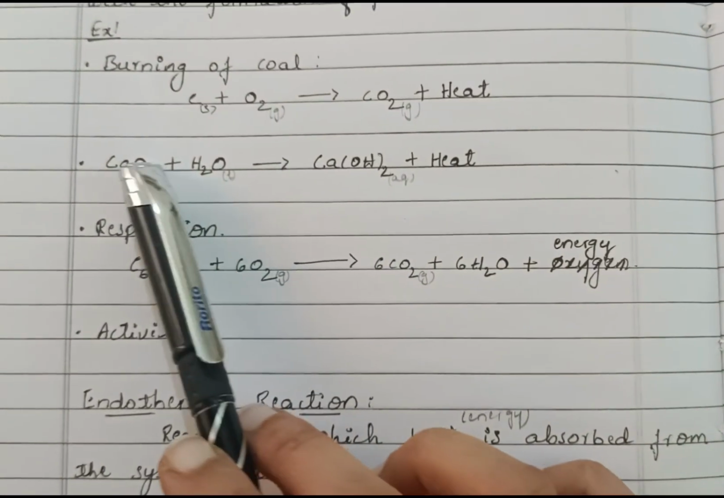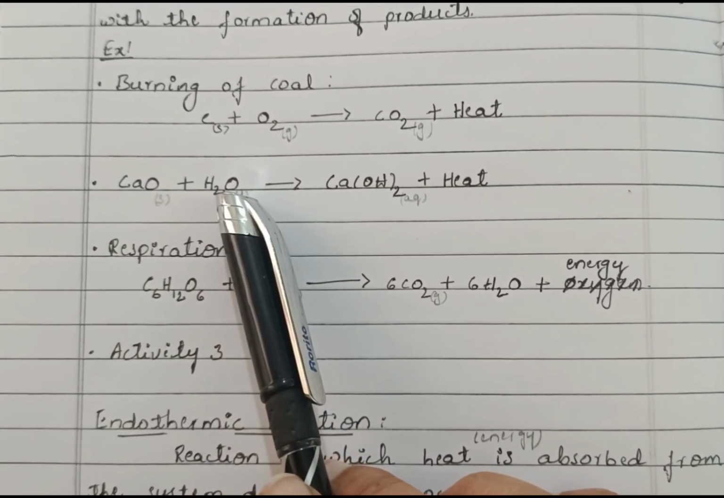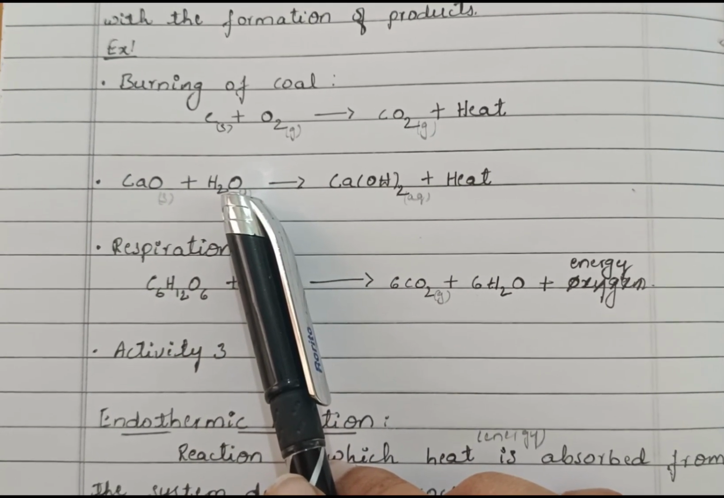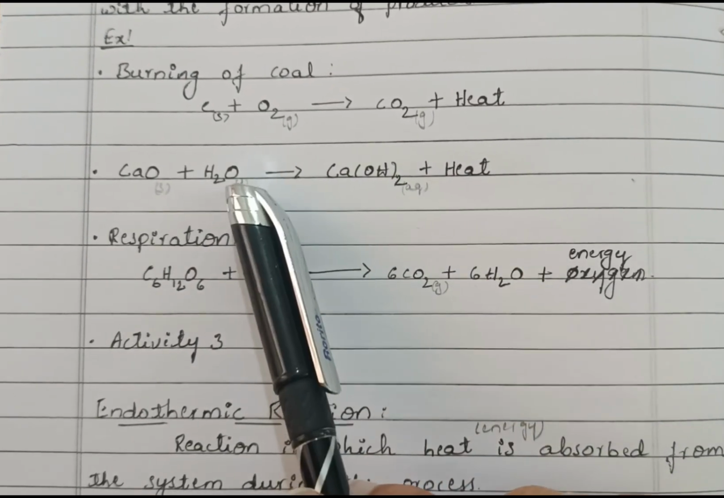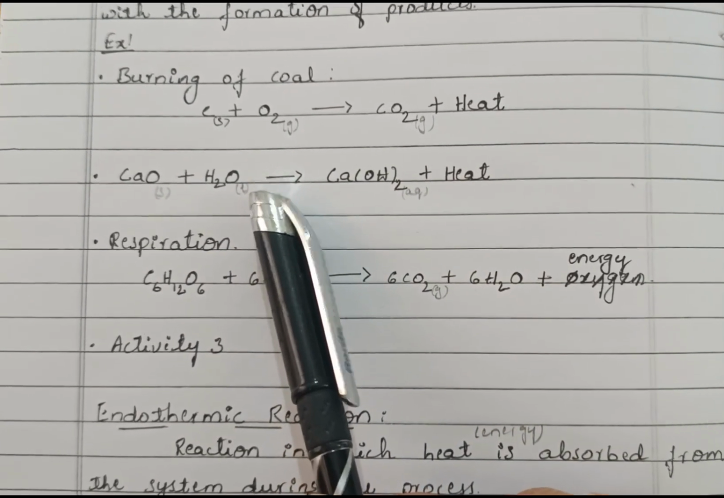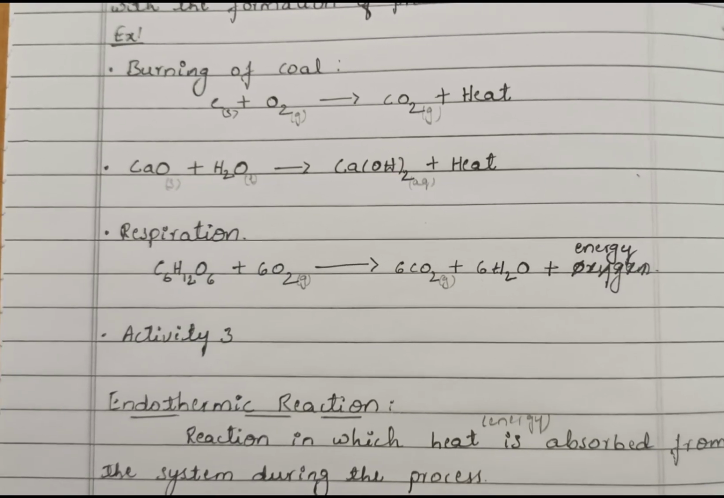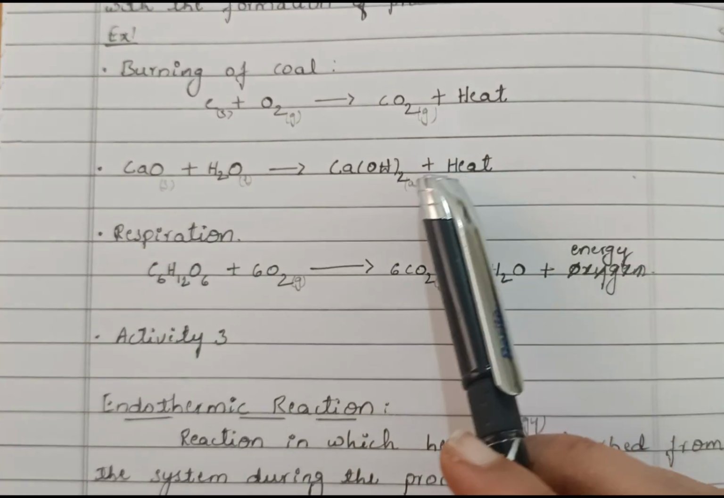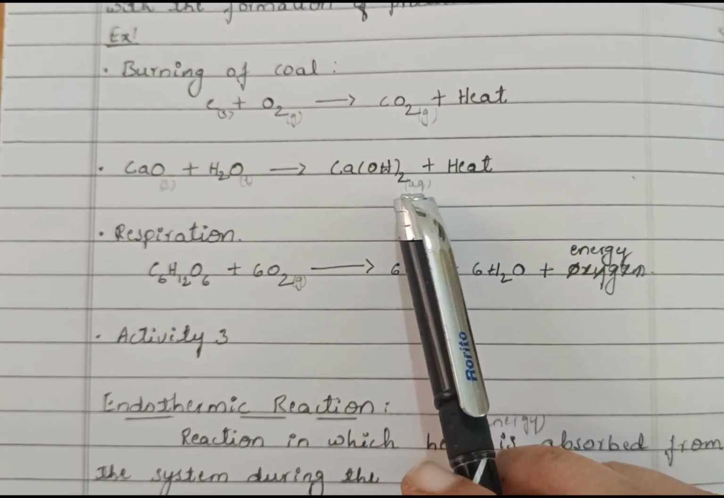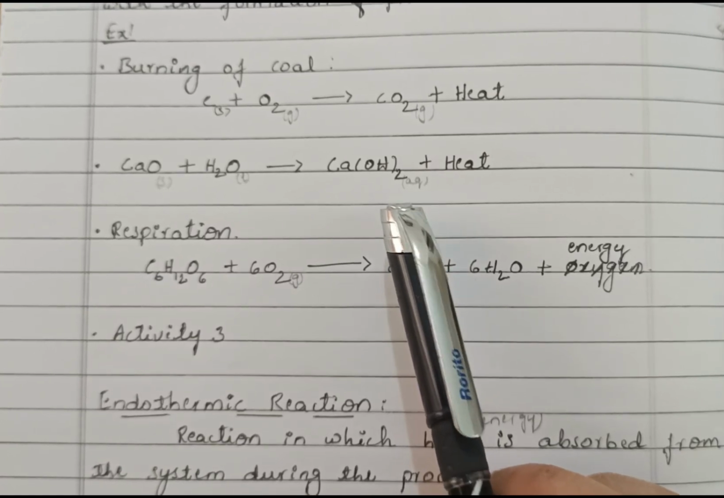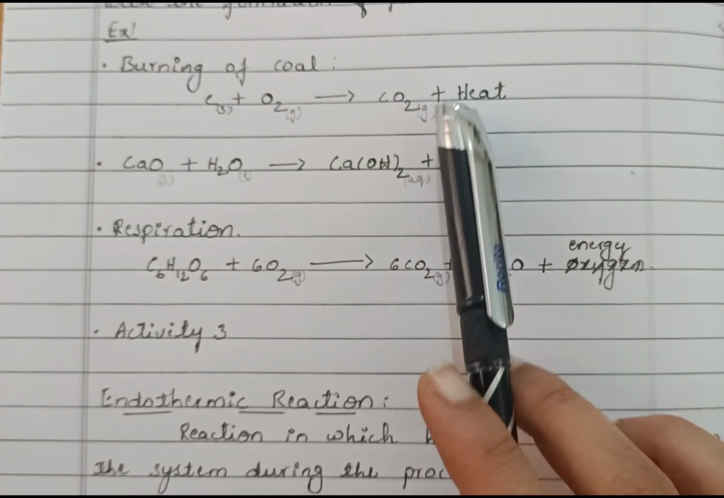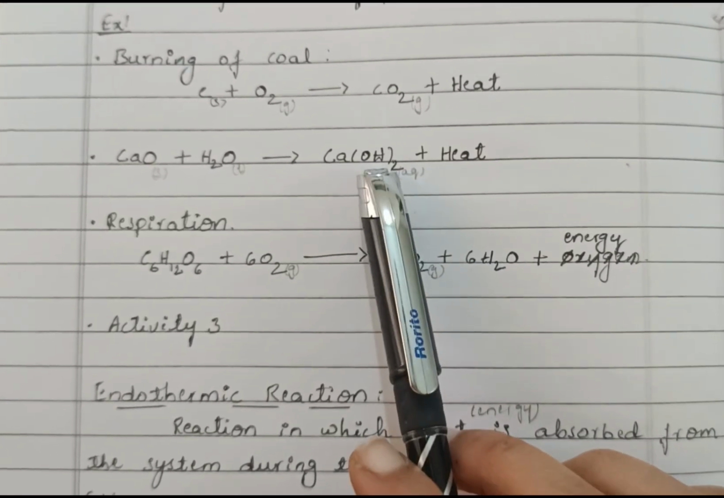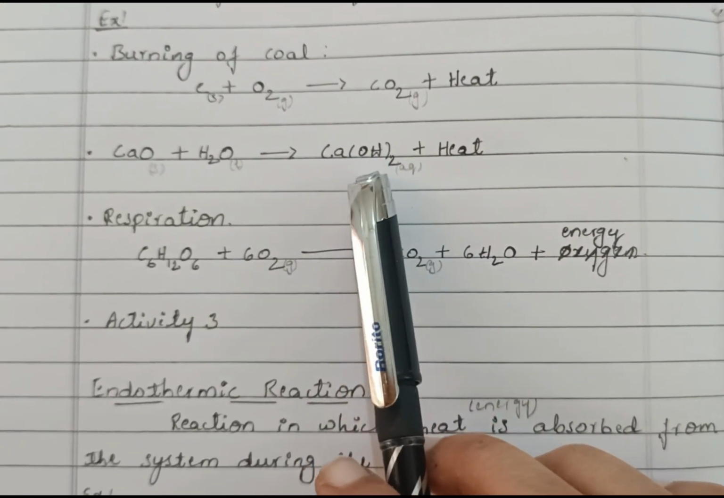One more example. Quicklime, CaO, reacts with water. What is produced? Calcium hydroxide along with heat. See, if we carry out this reaction in a test tube, flask or conical beaker, we can touch and feel the hotness. Since heat is released during this reaction, the test tube becomes warm.